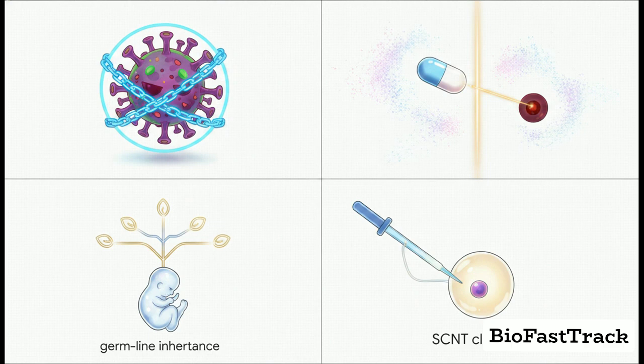1. Attenuated vaccines are live but weakened. 2. Chemotherapy is a systemic carpet bomb, while radiation is a localized sniper. 3. Germline gene therapy affects embryonic cells and is permanently inherited by offspring. And 4. SCNT cloning requires a somatic nucleus placed into an enucleated egg.